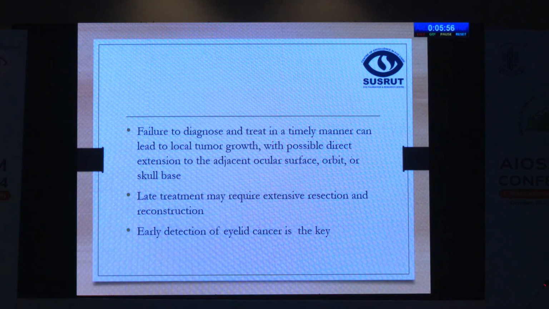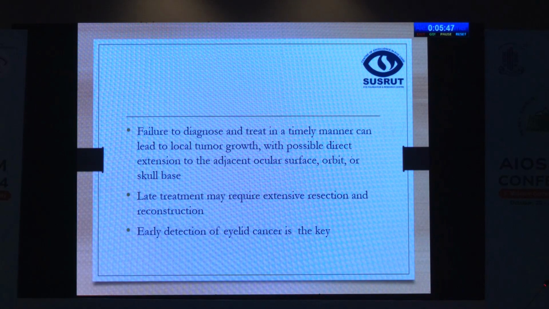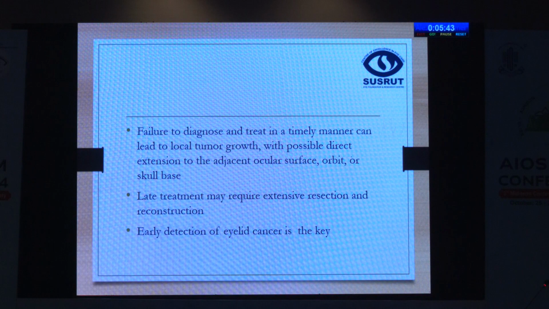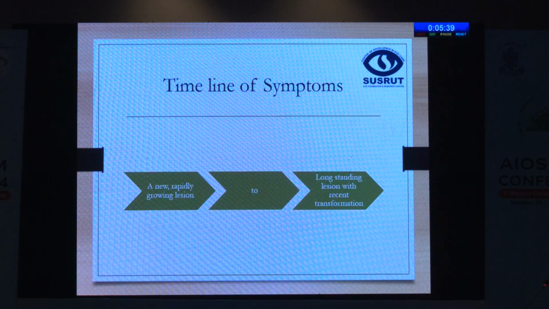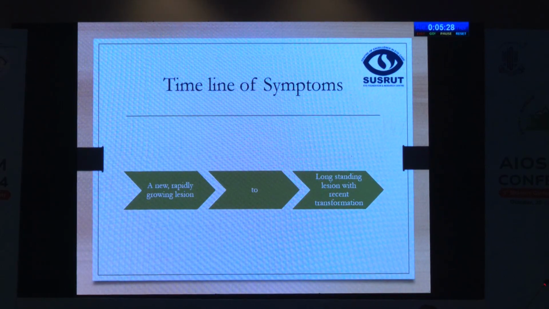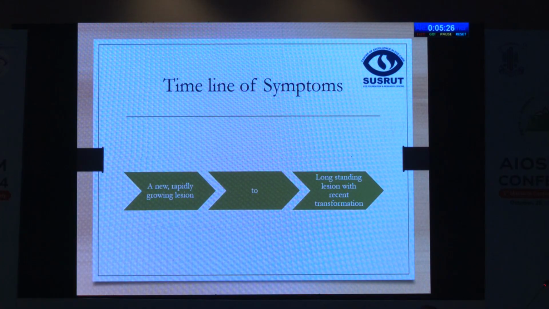The failure to diagnose and treat in a timely manner can lead to local tumor growth with possible direct extension to adjacent ocular surface, orbit or skull bone. Late treatment may require extensive resection and reconstruction. So early detection of eyelid cancer is the key. Now, the timeline of symptoms is like this. It can be a new and rapidly growing lesion, or it can be a long-standing lesion with a recent transformation.